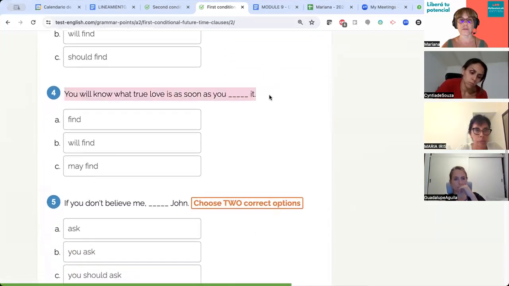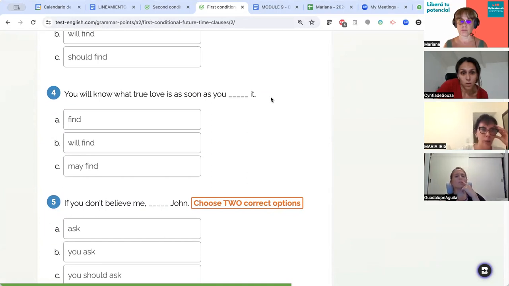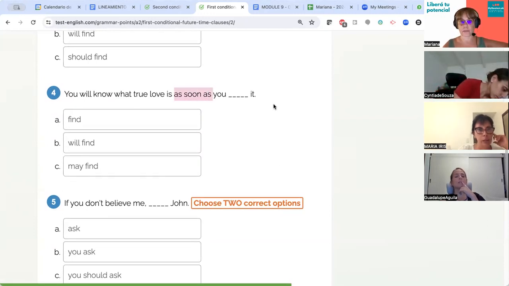And here, you will know what true love is as soon as you find it. Tú conocerás... As soon as you, tan pronto como tú lo find it. As soon as is the connector. Exactly. As soon as you find it. Tan pronto como lo encuentres. ¿Sí? Ay, me encantó.